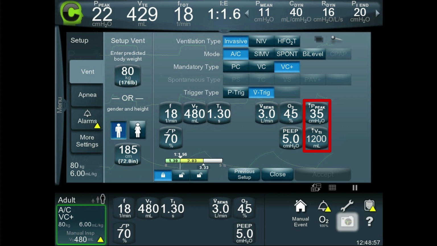Now I want to draw your attention to two items over here on the right hand side of the screen, and these are really important. The first is you set a peak pressure. This is the pressure limit that stops the patient from damaging their lungs if they cough or they start exhaling wildly.